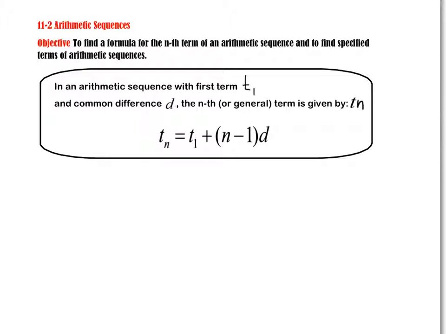All right, lesson 11.2 is about arithmetic sequences. We're going to be able to find the nth term of an arithmetic sequence, or any specific term. So for that, we need this formula.